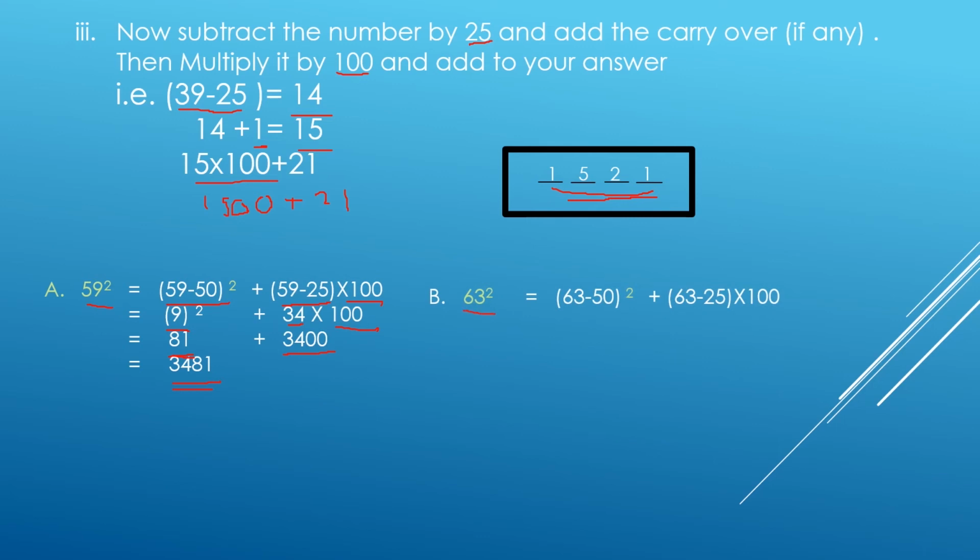Now we'll look at one more example. 63 squared. First step is to subtract 50 from 63 and square it, which is 13 squared, which is 169. Next step is to subtract 25 from 63 and multiply it by 100, which is 38 into 100, which is 3800. So the square of 63 is 3969.